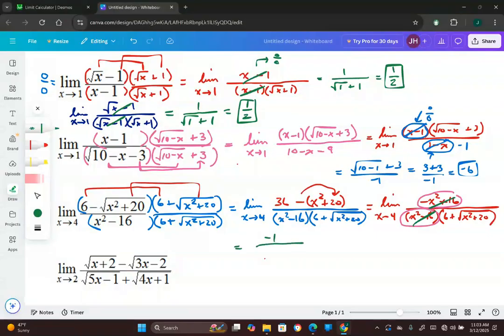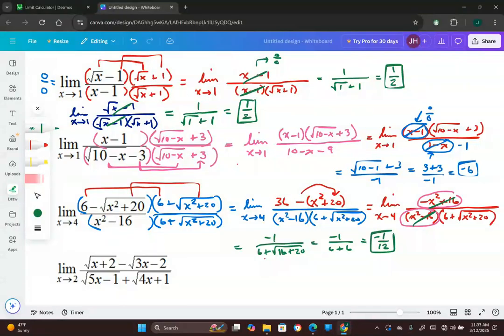Now let's plug 4 into the bottom. 6 plus radical 4 squared is 16 plus 20. That's 36. The square root of 36 is 6. This comes out to be negative 1/12. So notice indeterminate forms, all of these on this entire page so far have been 0 over 0.